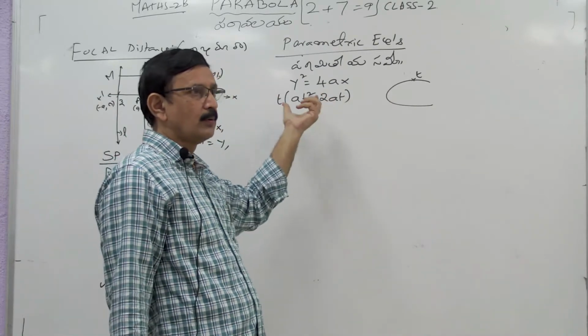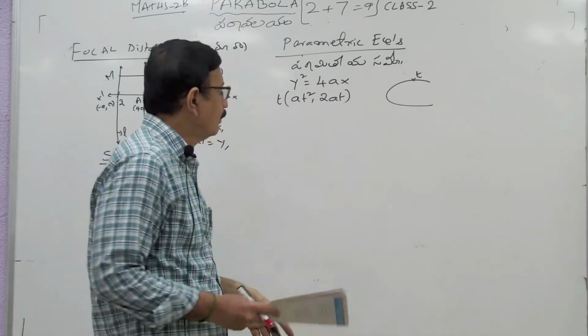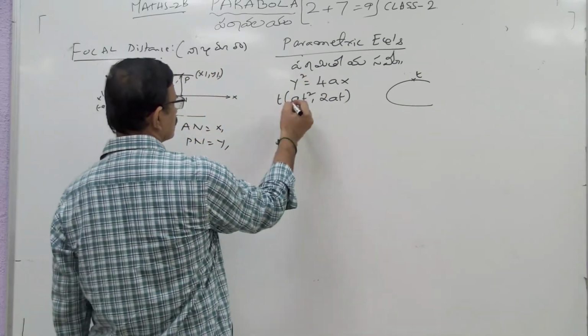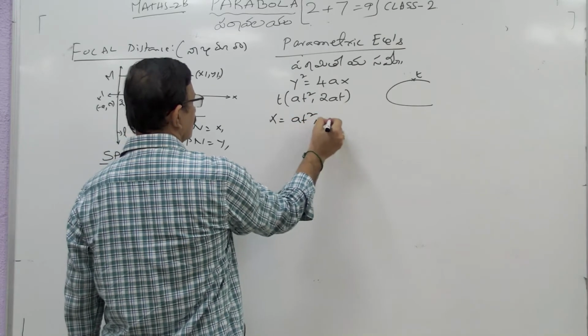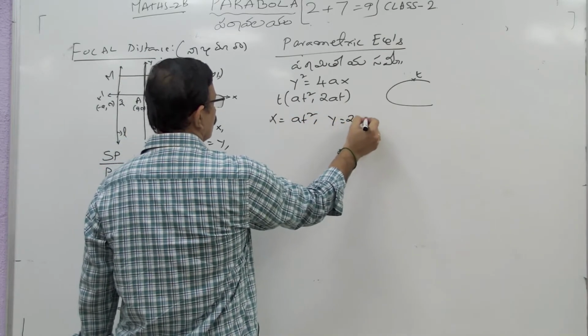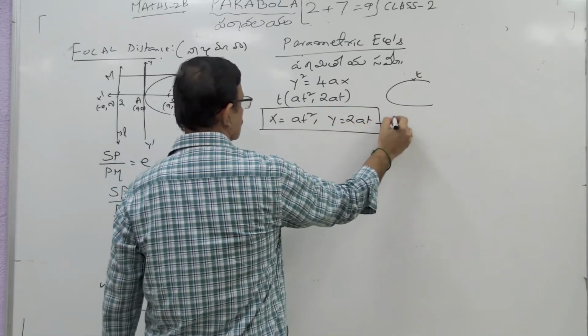We can assume one point, what is that? at square comma 2at. Okay. Now from this we can write down x is equal to at square and y is equal to 2at. So these are called the parametric equations.